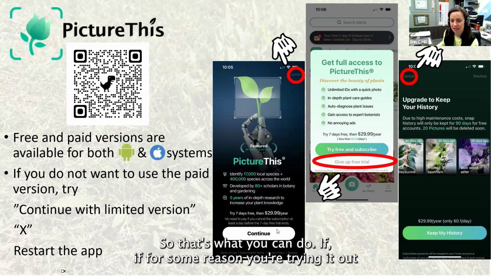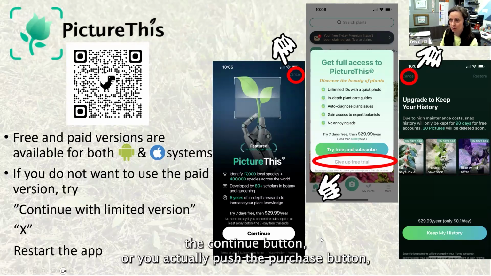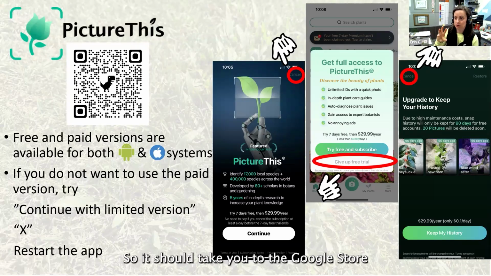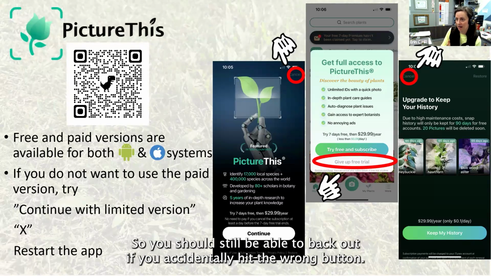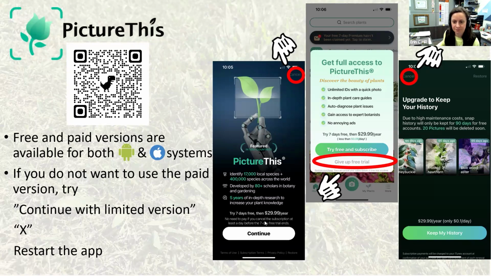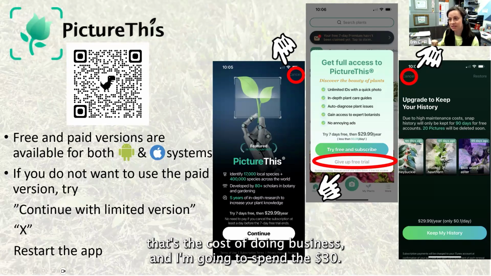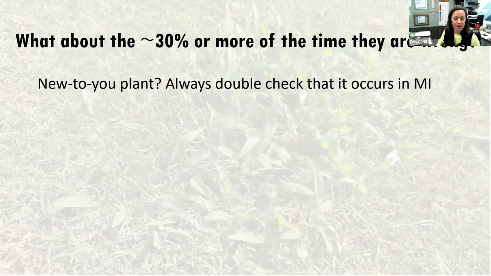If for some reason you're trying it out and you accidentally push the continue button or the purchase button, it should take you to one more screen before you've actually purchased it. So it should take you to the Google Store or the Apple Store to authorize that purchase. So you should still be able to back out if you accidentally hit the wrong button. Some people tell me though they use it so much they're like, that's the cost of doing business, and I'm going to spend the $30. So it's really up to your personal preference.